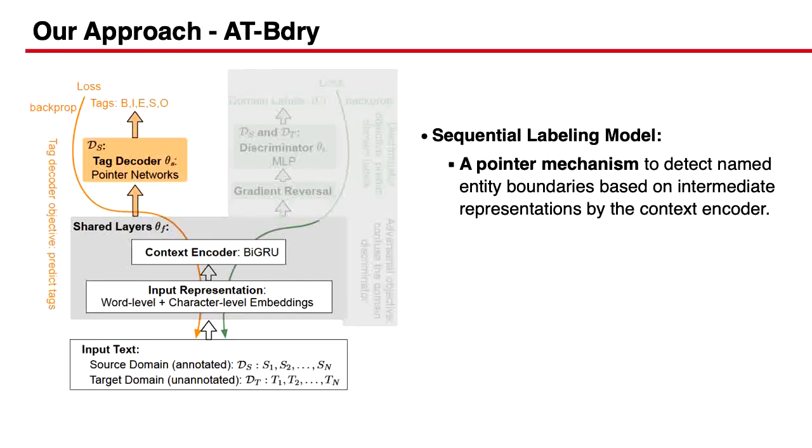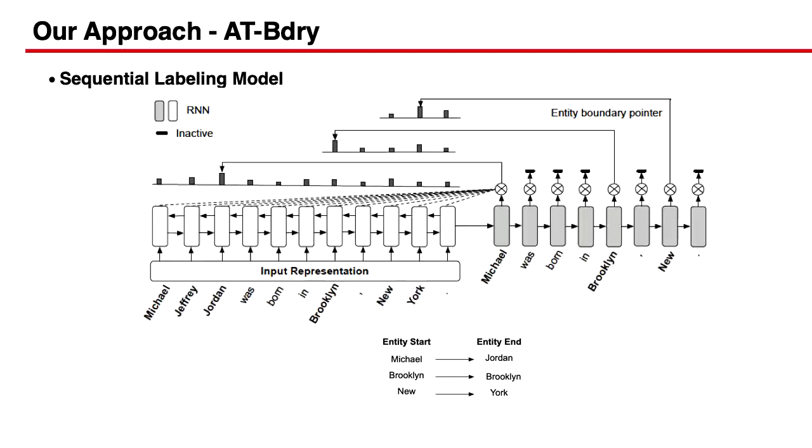We proposed a novel sequential labeling model, which resorts to a pointer mechanism to detect named entity boundaries based on intermediate representations by the context encoder. As a result, it can effectively handle variable size vocabulary in the output to produce entity boundaries depending on the input sequence. This figure shows the architecture of our sequential labeling model. The input sentence is, Michael Jeffrey Jordan was born in Brooklyn, New York. After the input representation layer and context encoder layer, we can get the hidden states for each word.